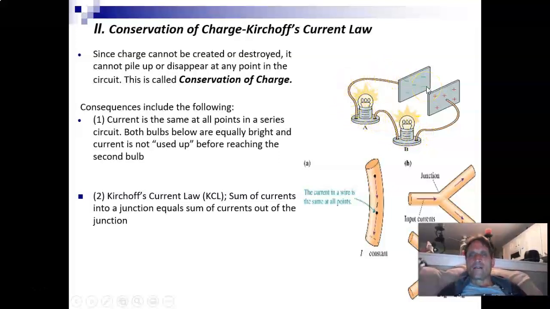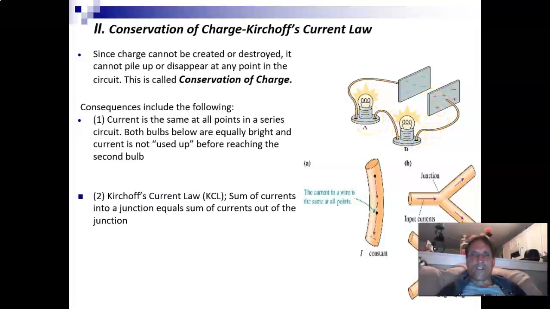Okay, now that isn't true because the current can't pile up. In other words, the charge doesn't get used up. The current's the same through both bulbs. And so, somewhat counterintuitively, both bulbs will glow equally bright. In other words, the current is the same everywhere in this series circuit. The charge can't just pile up at any point.